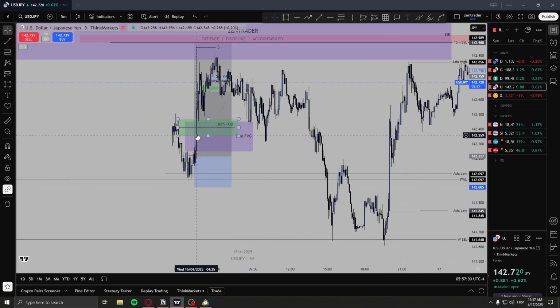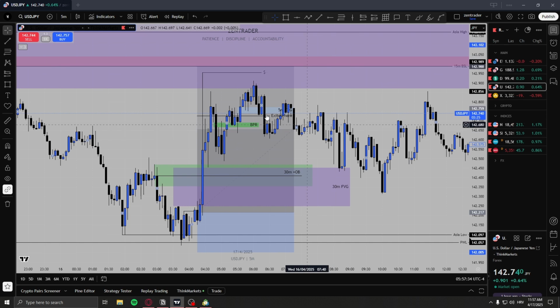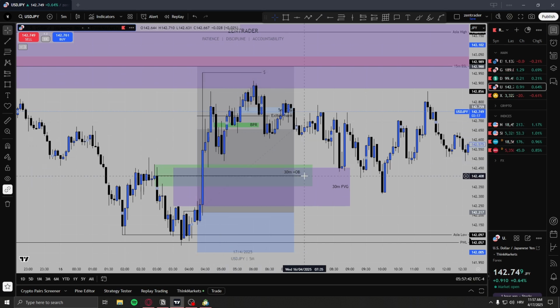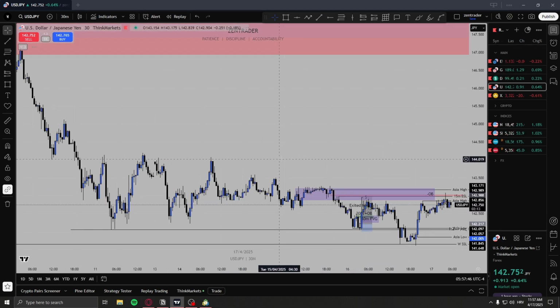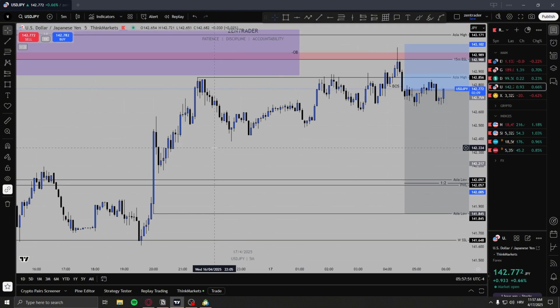When I came back we were around here, so I decided to let price go and let it do its thing. I was looking for this 5-minute inverse, or if you don't get the 5-minute inverse, I was looking for a reaction to the downside into the 30-minute order block, 30-minute fair value gap. So as you can see, that's right here. Now I was waiting for that.